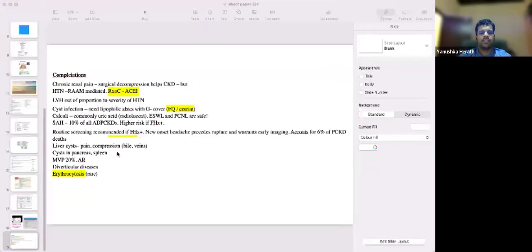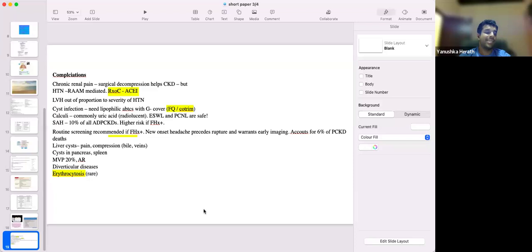Then subarachnoid hemorrhages, yes, there is a percentage, 10%. I think you have to remember this percentage. 10% of patients with autosomal dominant polycystic kidney disease will have SAH. But just because 10% have SAH, you don't screen for berry aneurysms and all that. But if they have a family history of sudden death, if they are having headaches, and if they have a family history of aneurysms, then of course these patients should be screened.